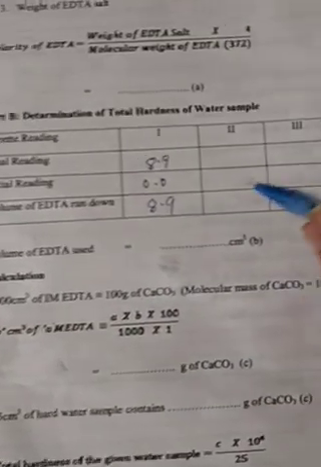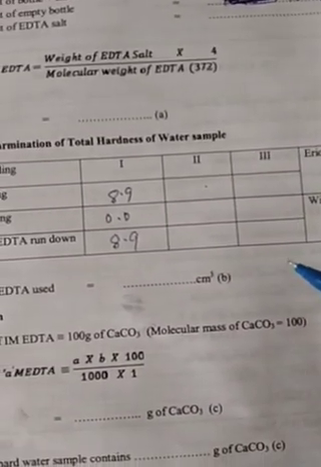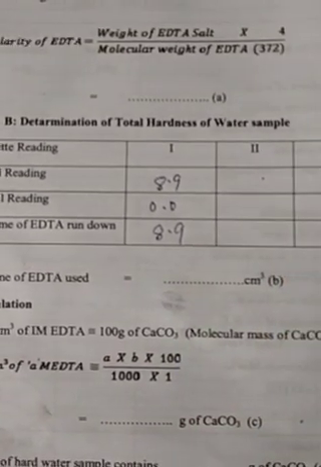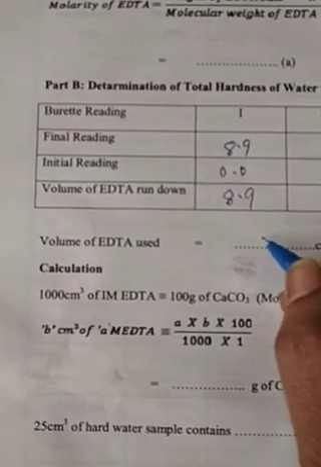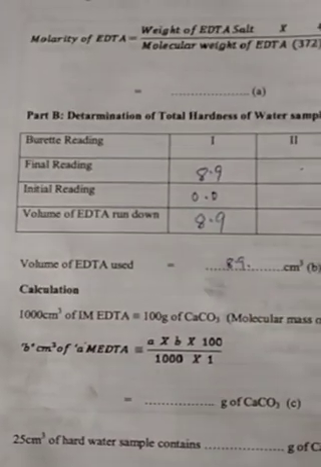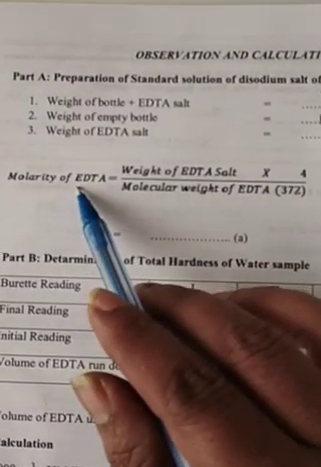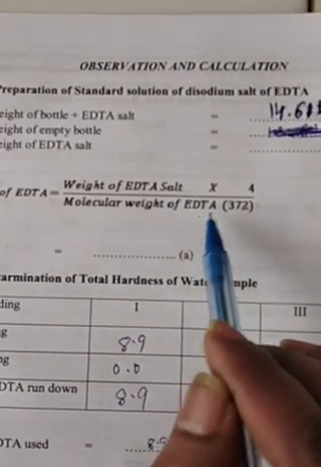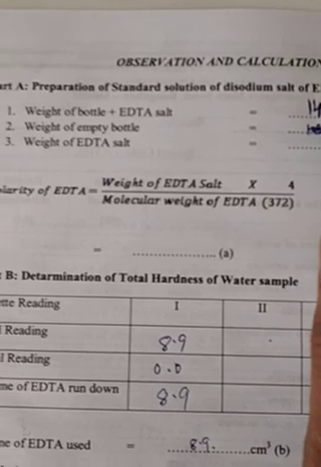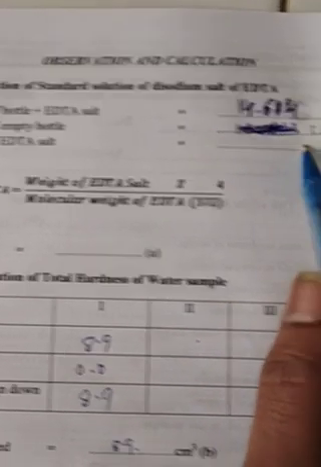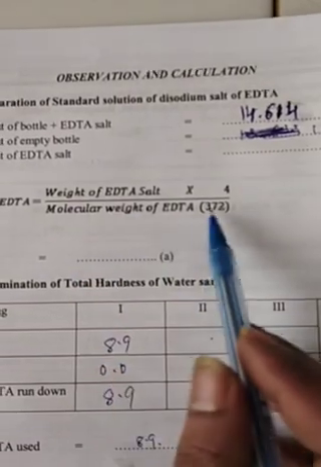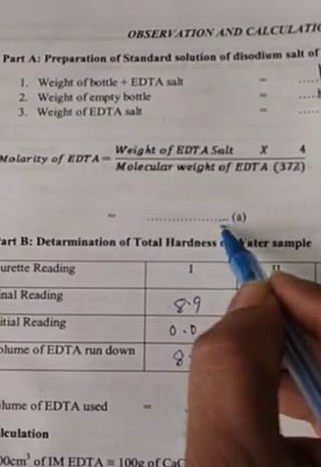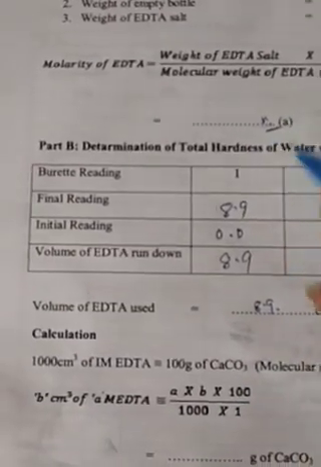Similarly we have to do a second trial and a third trial. If you get concordant readings, note them down, and take the least value for the calculation. Then we have to calculate molarity. How to calculate molarity? Weight of EDTA salt into 4 divided by molecular weight. The weight of salt is this one minus this one. Substitute here: weight of salt into 4 divided by 372, you will get the molarity. Whatever molarity we get will be considered as A.